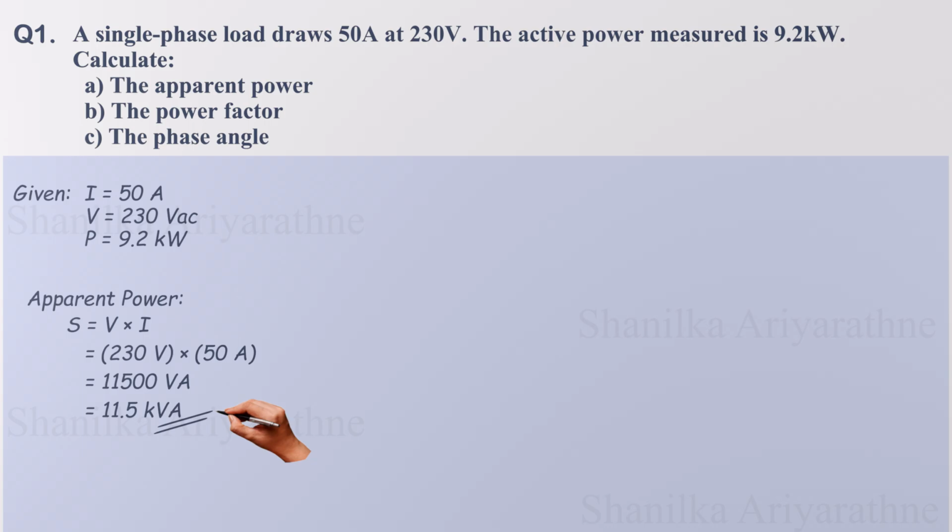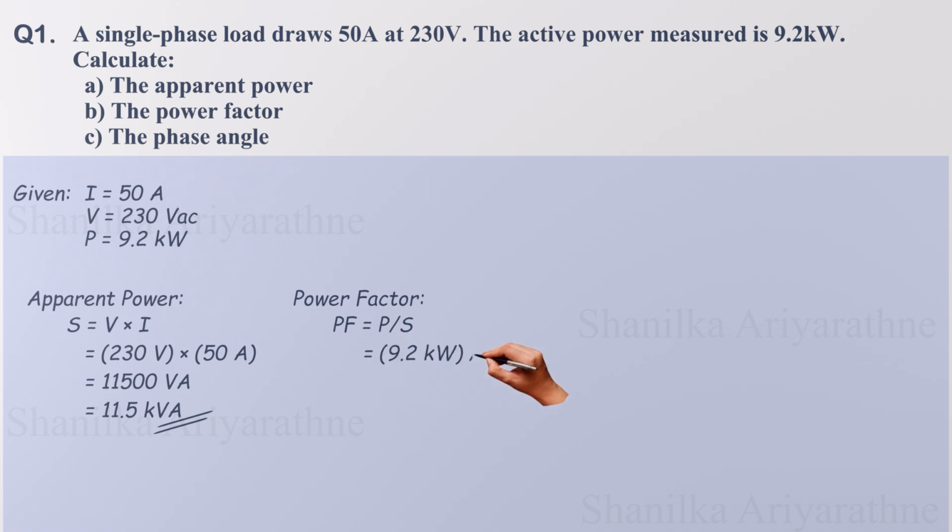This reveals something interesting. While our load consumes 9.2 kilowatts of active power, it actually draws 11.5 kVA from the supply. What causes this difference? This brings us to our next calculation. Let's determine the power factor, our key efficiency indicator. We find this by dividing active power by apparent power. Active power is 9.2 kilowatts, and apparent power is 11.5 kilovolt amperes. We get the power factor 0.8.